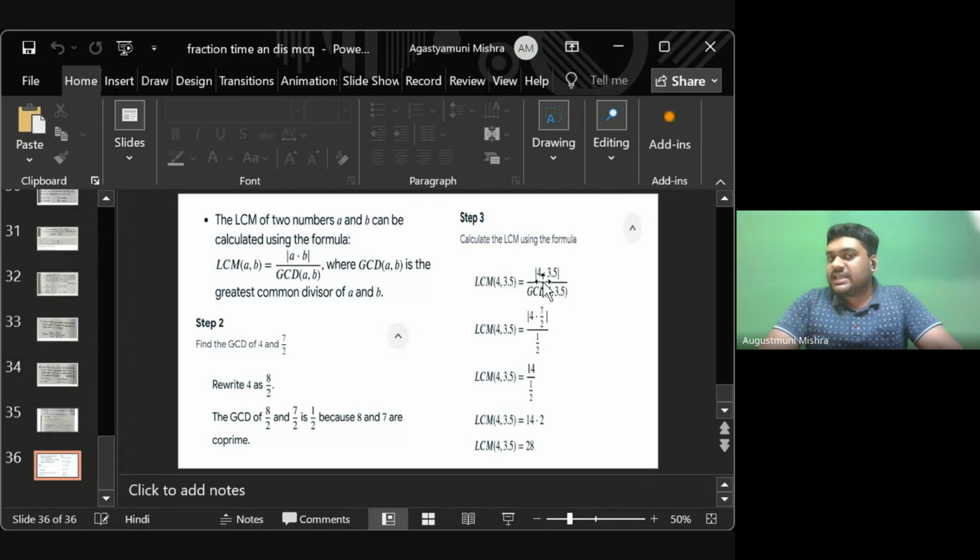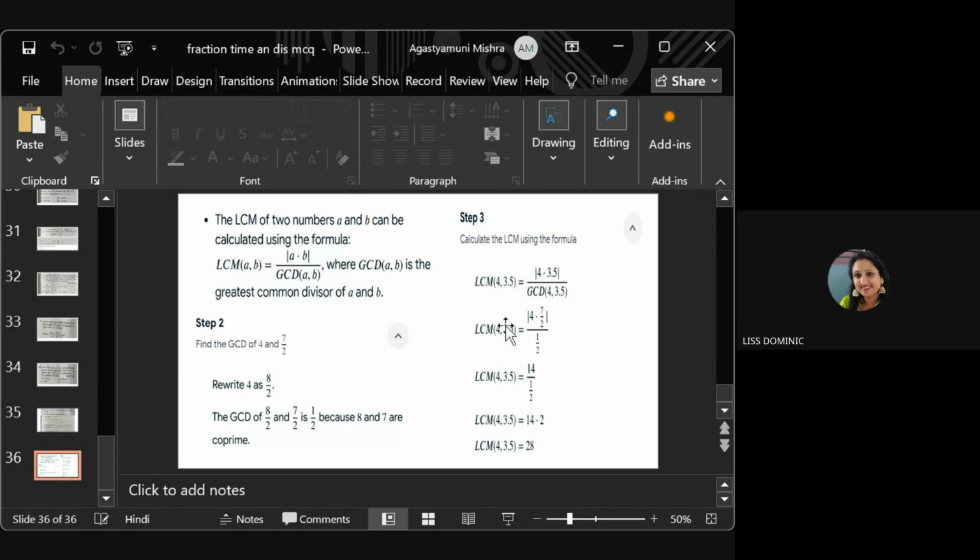See, there is a formula in front of you. Okay. So here is the formula, where you just put A into B upon GCD, that is greatest common factor, greatest common divisor. Okay. Is there any other method, sir?